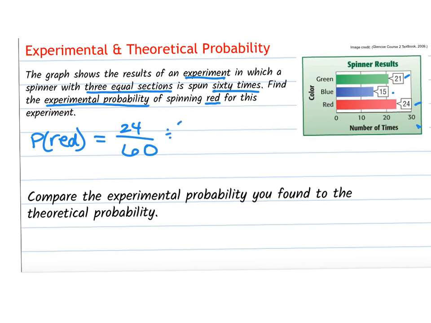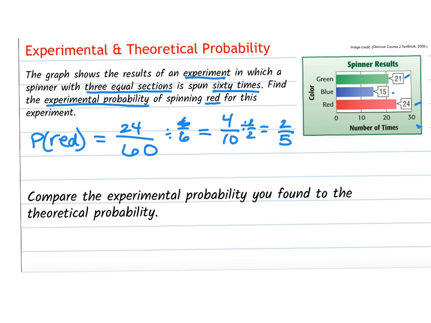We can divide those both by 4 to start. Oh, we can divide them both by 6, I mean. They share a factor of 6 for 4/10. Oh, they share another factor. Oh, they share 12. I could have done that. Divided by 2, 2/5. So red happened 40% of the time.